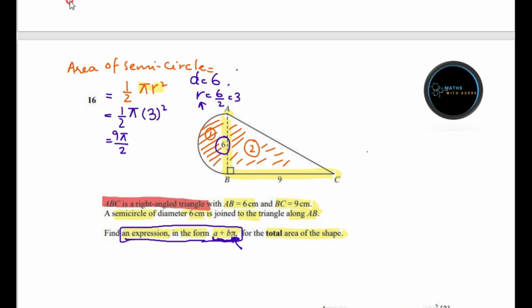Okay, so what is the next shape? Next shape is this triangle. So we will find the area of a triangle. What is this? This is 1 over 2 base into height.